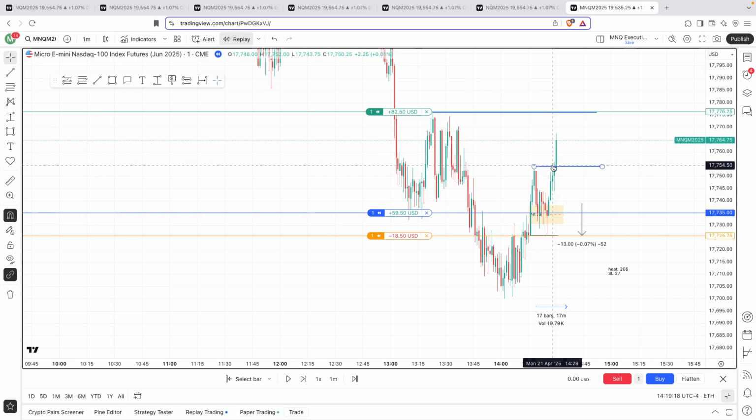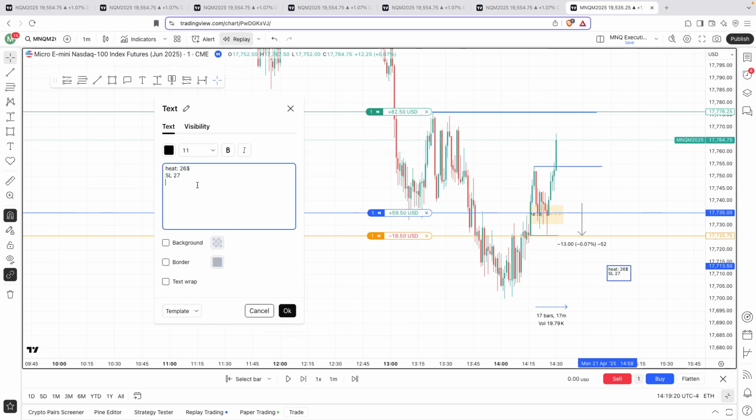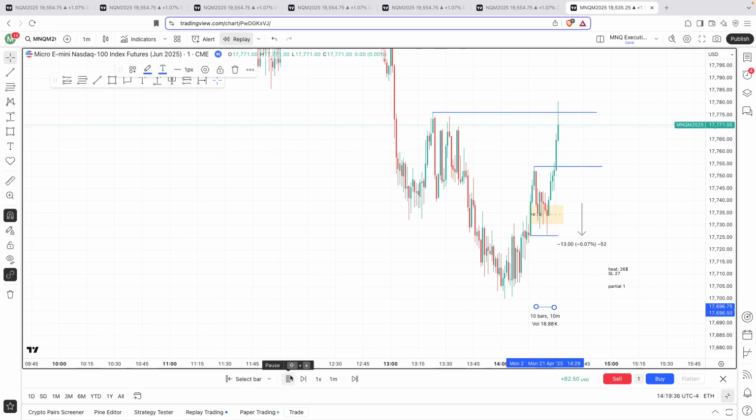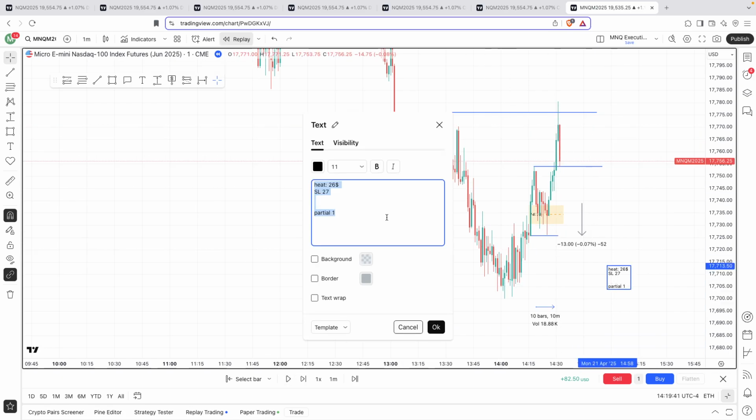And this could be our first partial. So here we would be in the trade for 10 minutes. And this would be our second partial. So here we would be in the trade for 13 minutes. And we would have made around $70.